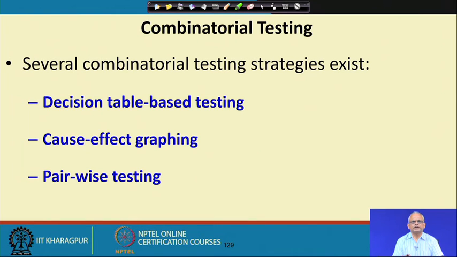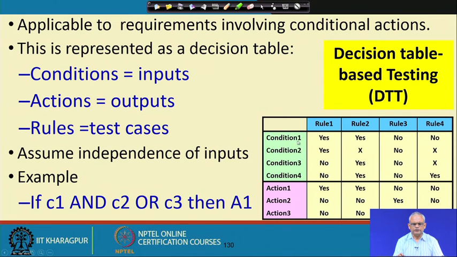For combinatorial testing, we will see the decision table based testing, cause effect graphing, and pairwise testing, which will help us to handle a small number of test cases when we have many parameters or many different types of inputs. First, let us look at the decision table based testing.